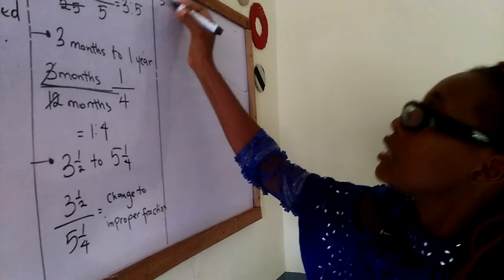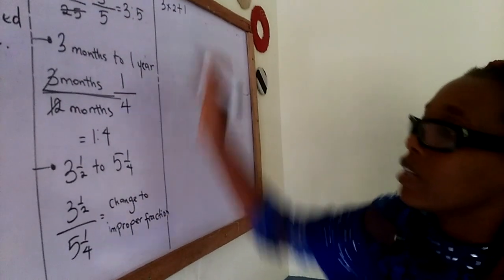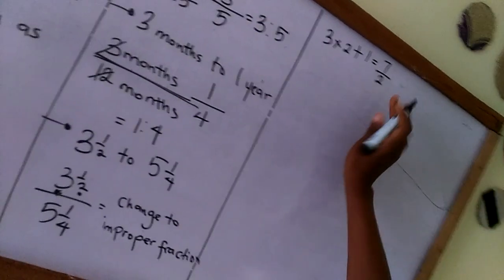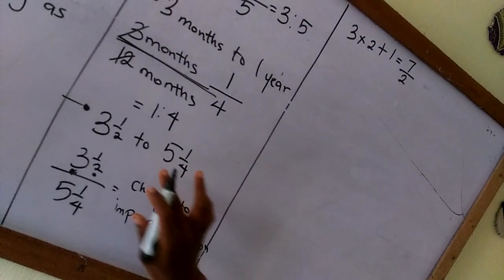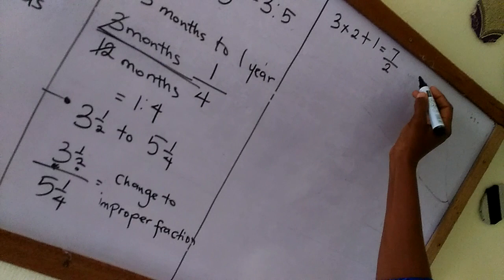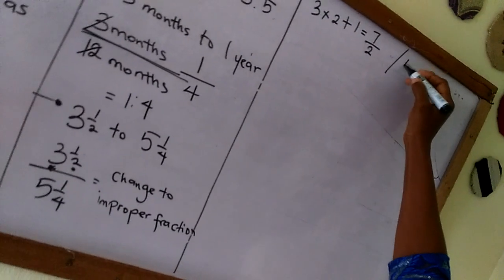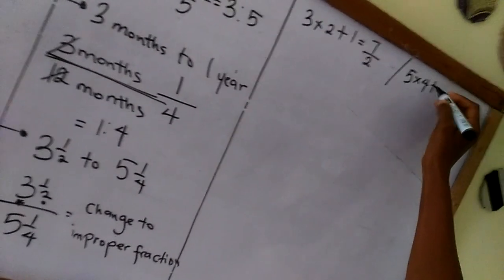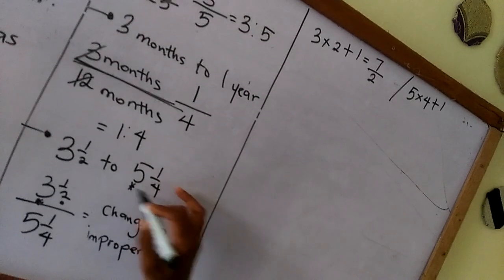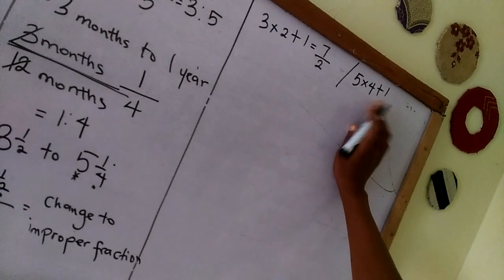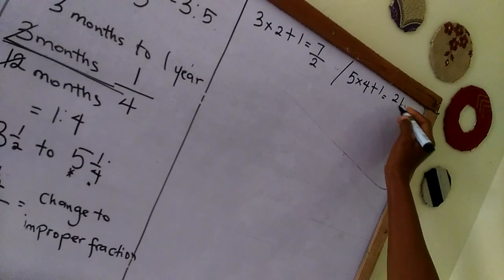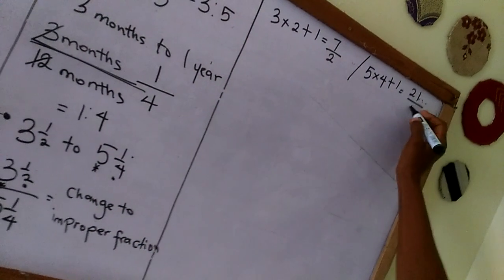And that will be 3 times 2 plus 1. And that's 7 over 2. This is an improper fraction of 3 whole number 1 over 2. Now, 5 whole number 1 over 4 becomes 5 times 4 plus 1. 5 times 4 is 20. 20 plus 1 is 21 over our denominator is 4.